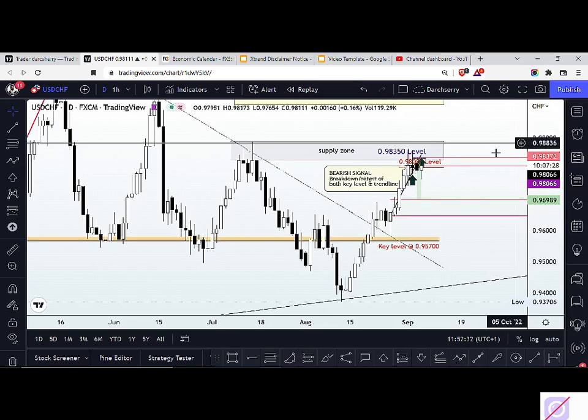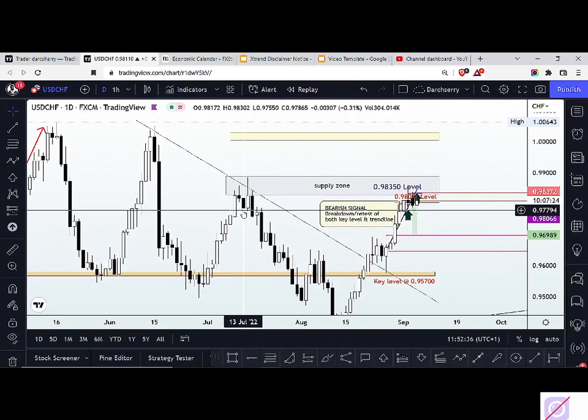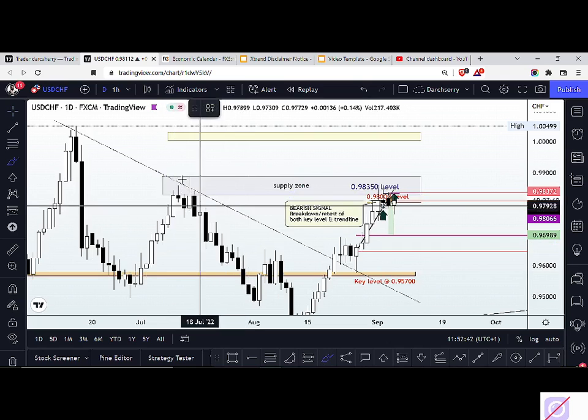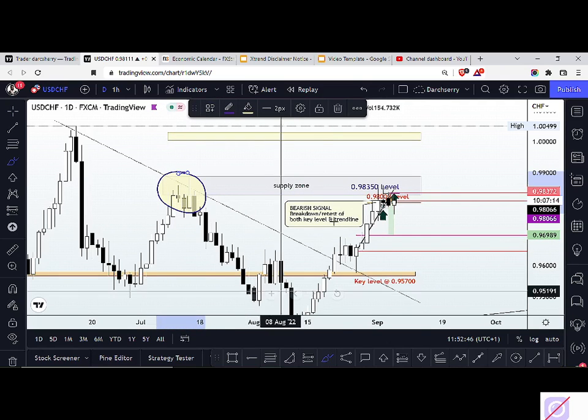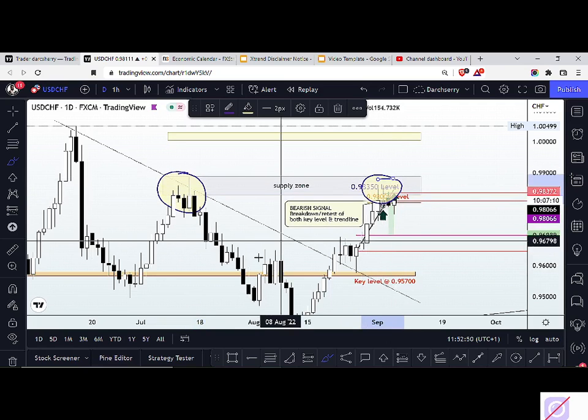However, when you zoom closely into the structure that we have since the month of July, we can see that we have a selling niche right around the 0.98500 area. This is evident after we cited multiple rejections of this area by the sellers, and right now price is back within that level in the last couple of days.